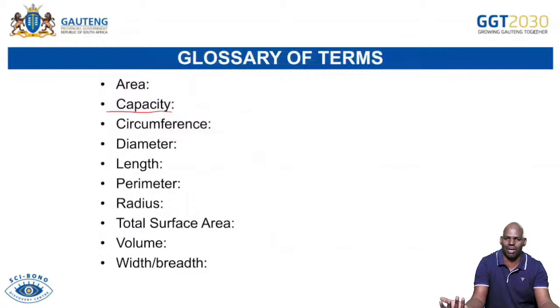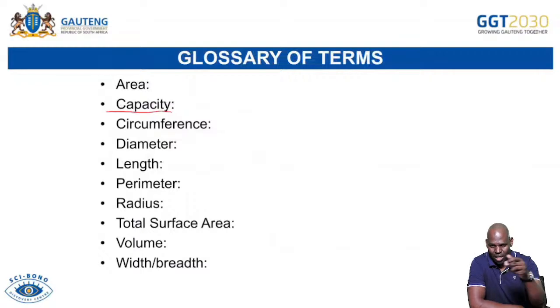Circumference, we all know what a circumference is. Circumference and perimeter. Circumference is the total length around a circular shape. And then, of course, we've got a diameter.